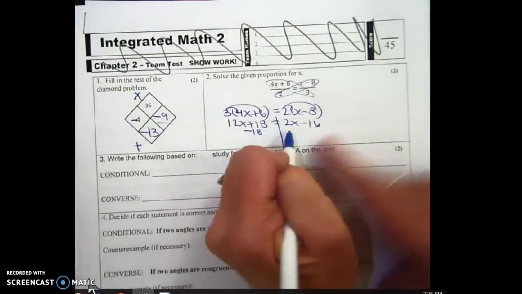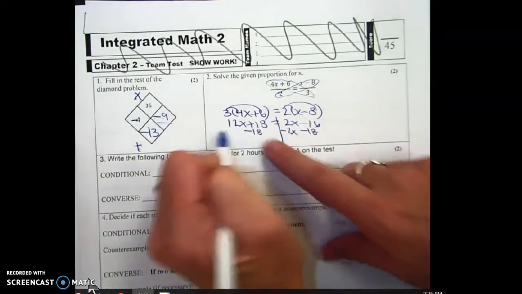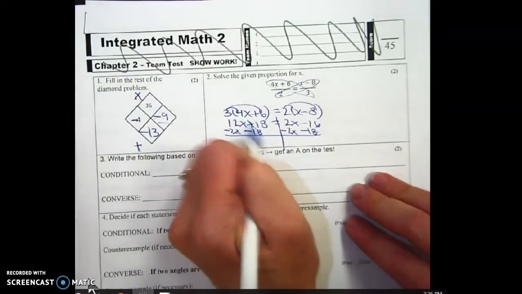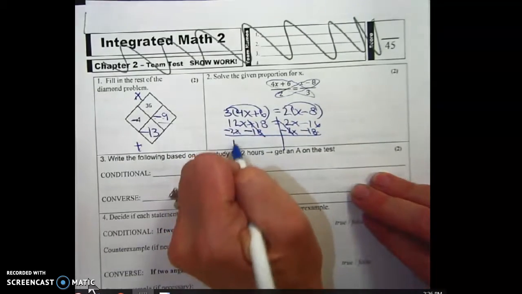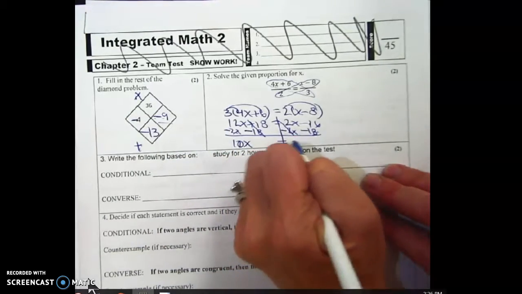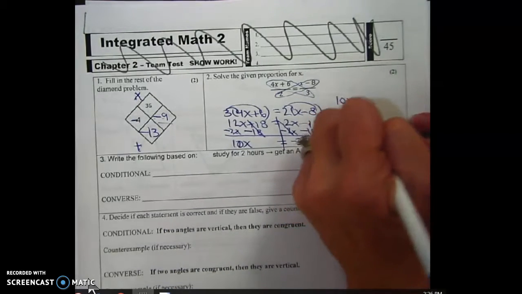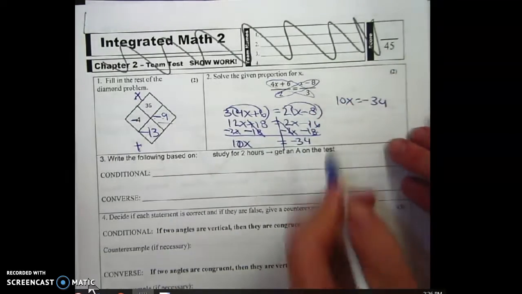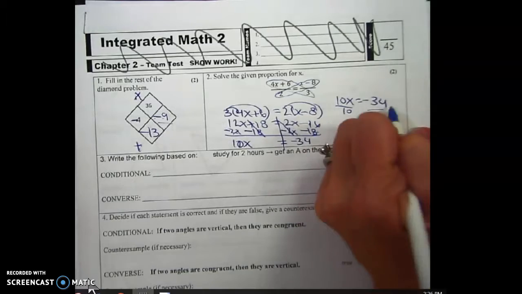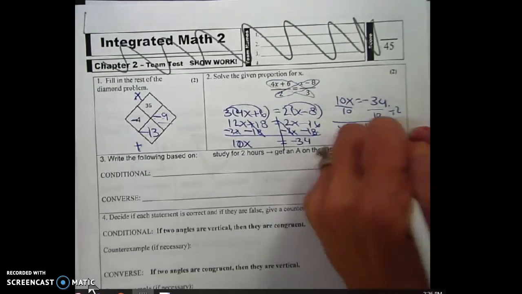So move the 18, because that goes over there. And then move the 2. That goes over there. By 12 minus 2, 12 minus 2 is 10x equals -34. I don't really have space, so I'm going to move it over here. Divide by 10. Divide by 2. X equals -17 over 5.